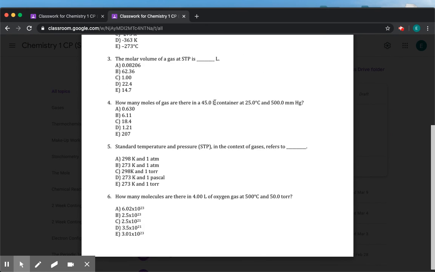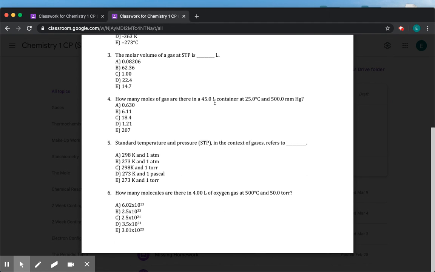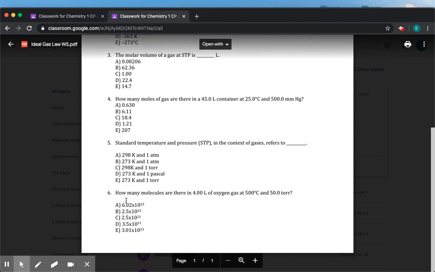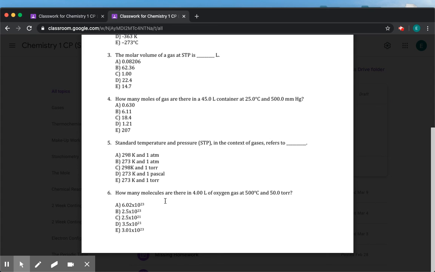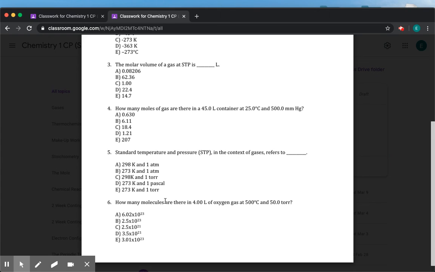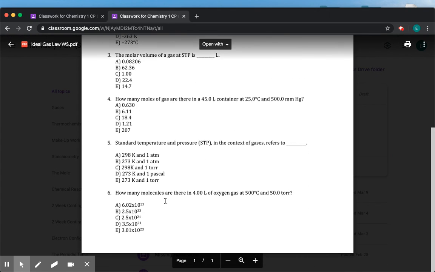So I'll do one example in here. I'll do number 6. If you look at number 6, they want to know how many molecules. So you have to remember, to go from moles to molecules, you need to use Avogadro's number. Can't forget that. So I'll do number 6 with you, and I'll leave the rest for you guys. We want to know how many molecules are there in 4 liters of gas, 500 Celsius, and 50 torr.